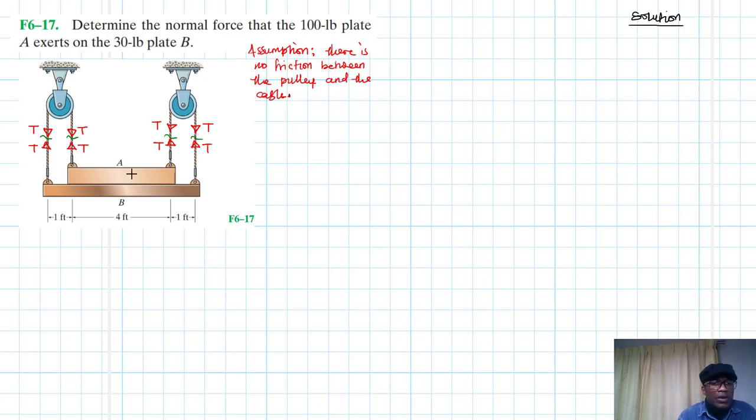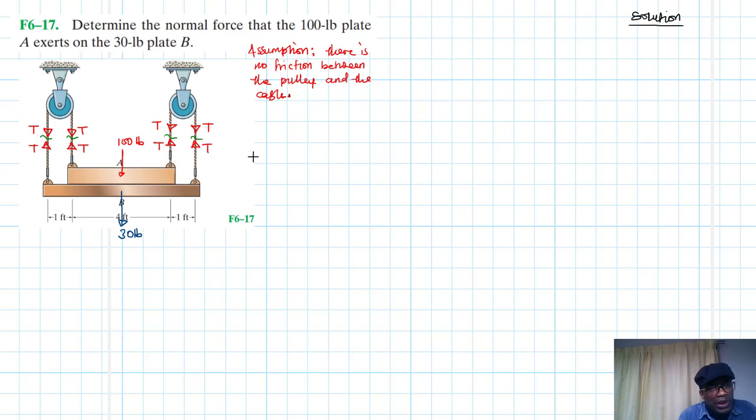Alright, and then we have the weight. The weight of A is 100 pounds. Okay, and the weight of B is 30 pounds, right?